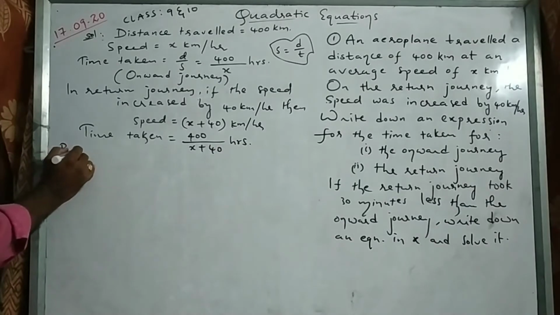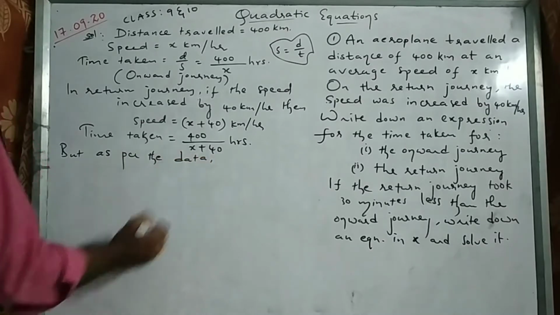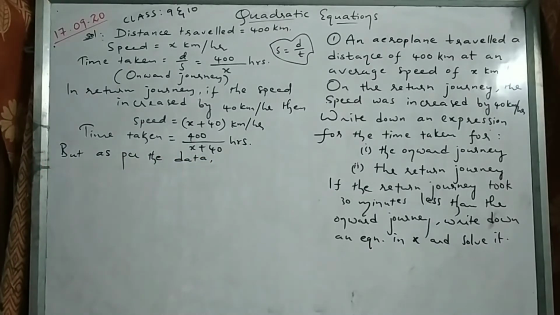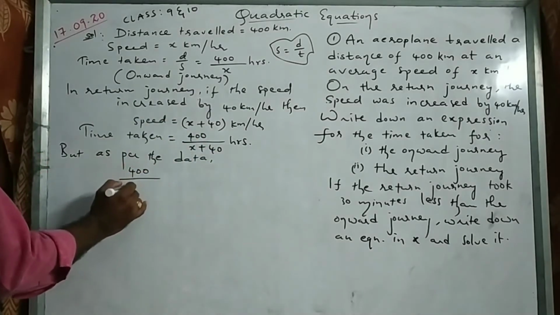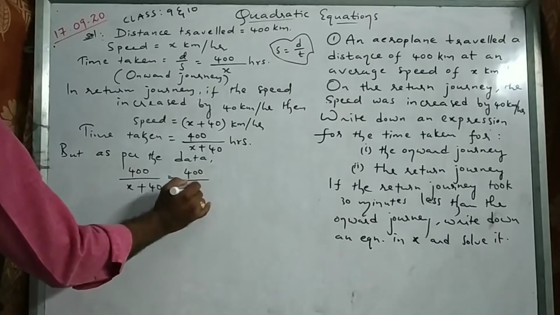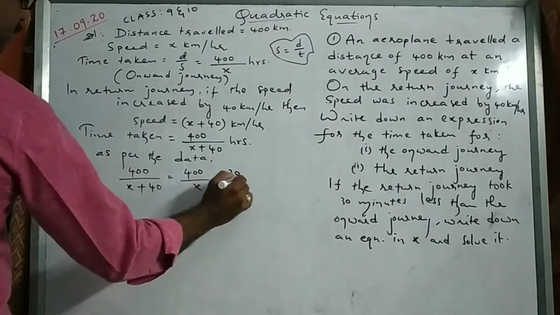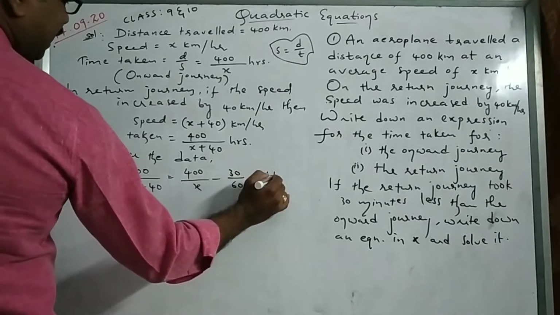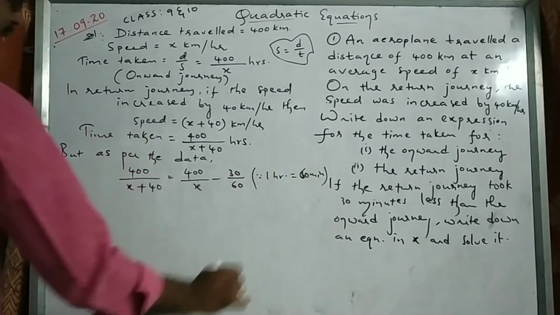But as per the data, what is the condition given here? Return journey took 30 minutes less. This is the time taken for return journey. Return journey is equal to onward journey, how much? 400 by x. Return journey took 30 minutes less. Minutes means we should change into hours, since 1 hour equals 60 minutes. So by 60 I will write.